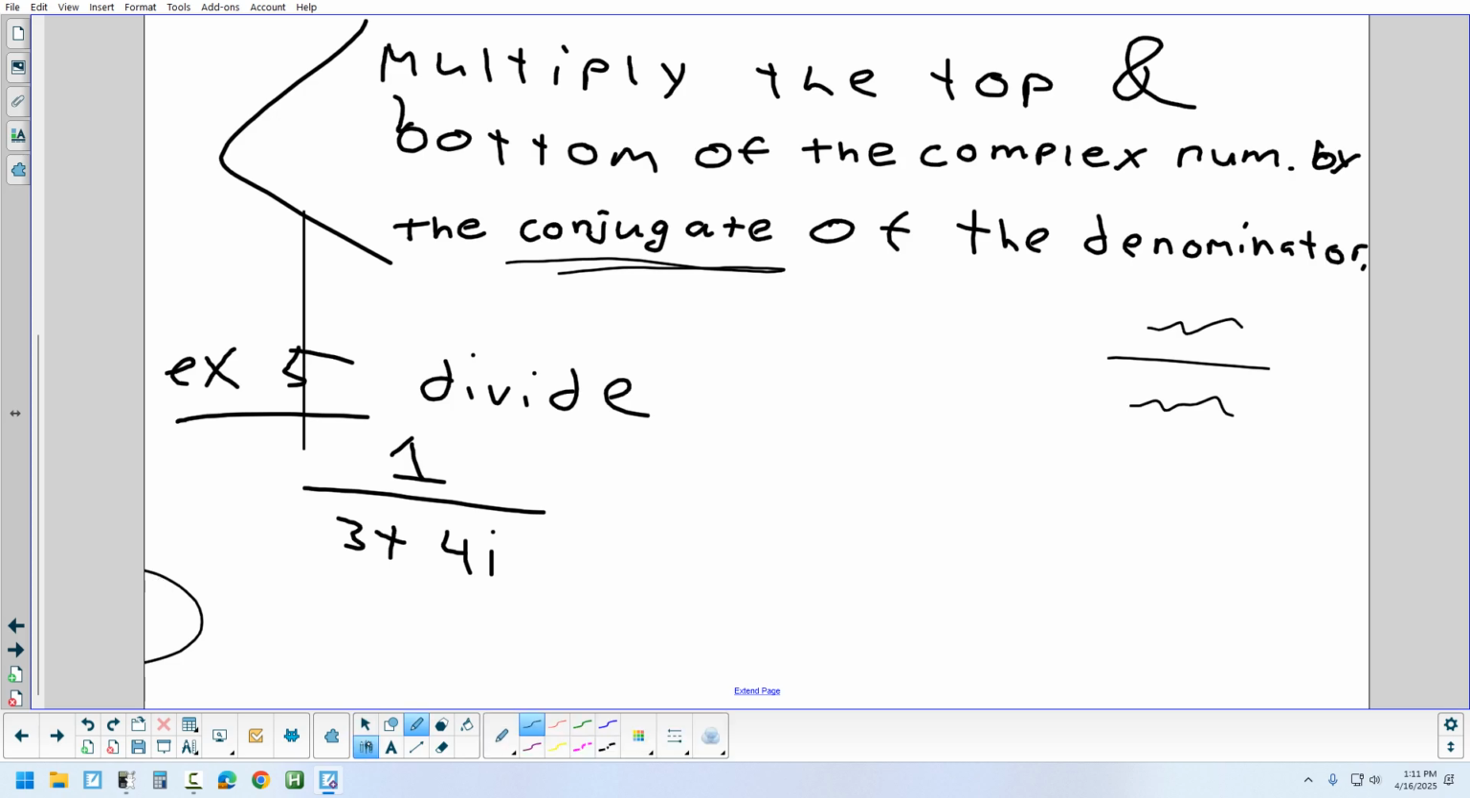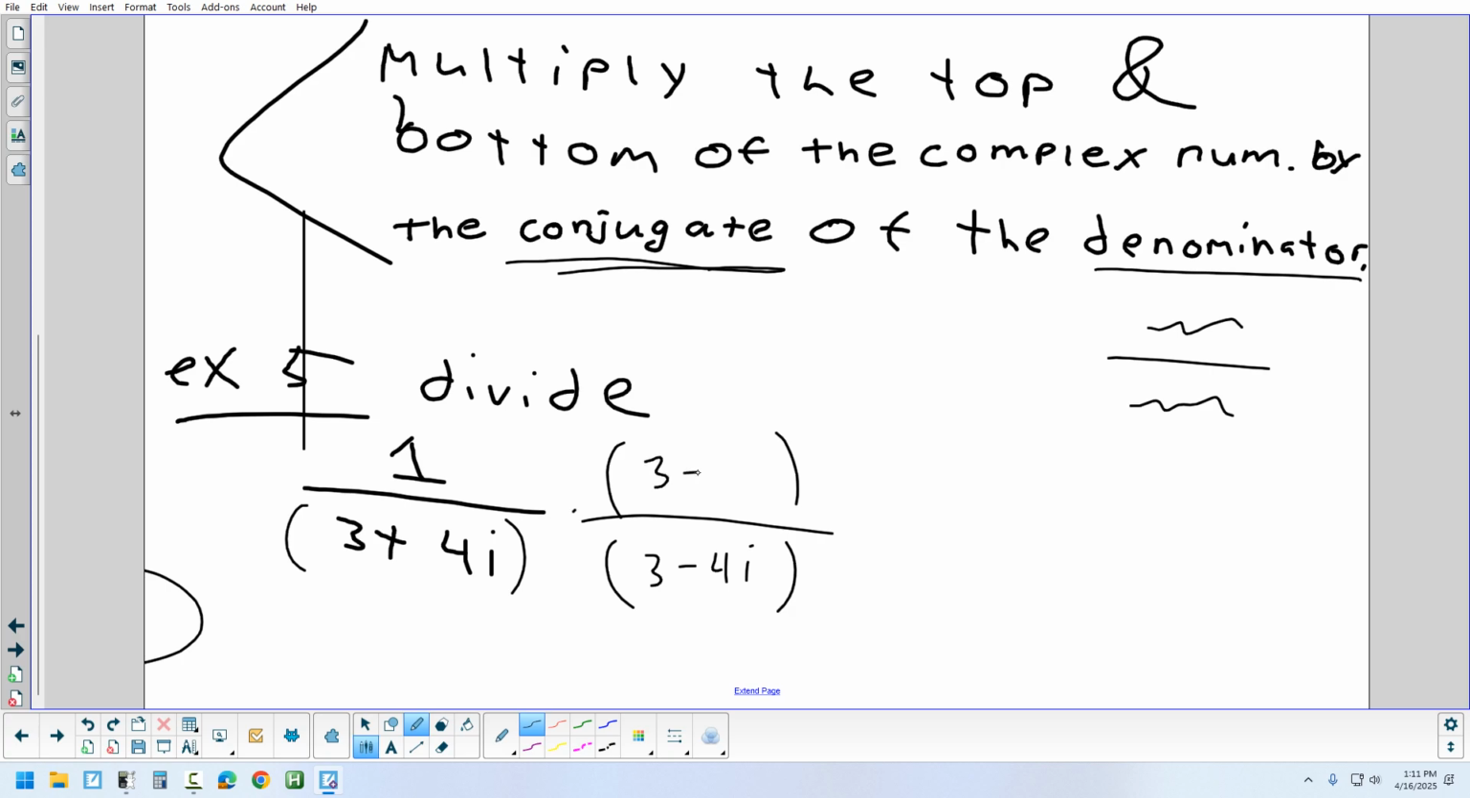Okay, so the directions say to multiply the top and the bottom by the conjugate. What I usually do is put everything in parentheses. The denominator is the bottom, right? So what is the conjugate of the bottom? 3 minus 4i. So you're going to multiply the top and the bottom by 3 minus 4i.